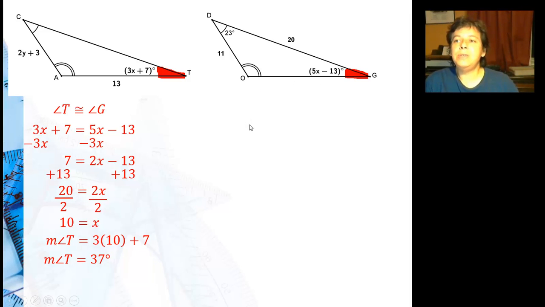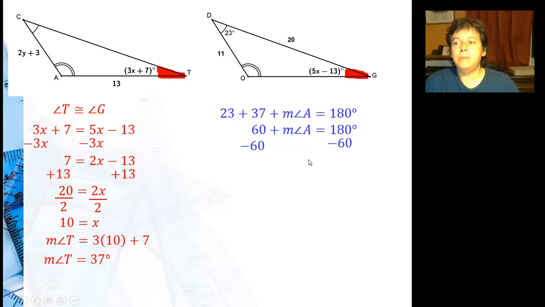Now another set that goes together. Well, first of all, I can actually find out the third missing angle in here. So I know that's 37 on the lower right. So the lower left has to add up with the other two to equal 180. 60 plus this angle A is 180. Subtract 60 from both sides, and I get angle A is 120.